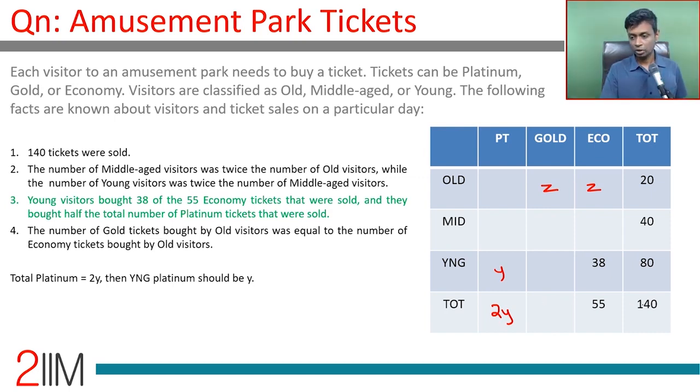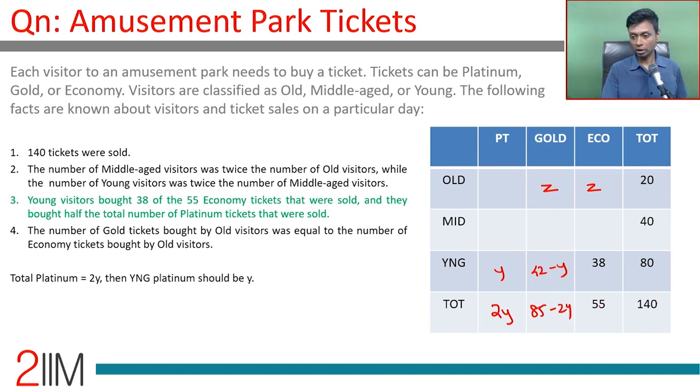This is 2y, 140, 55. 140 minus 55 is 85. From 85 we knock off 2y. This will be 85 minus 2y. 80 minus 38 is 42. This is y. This is 42 minus y.